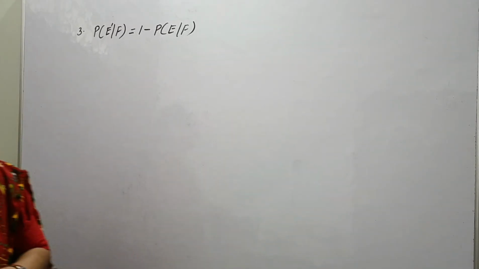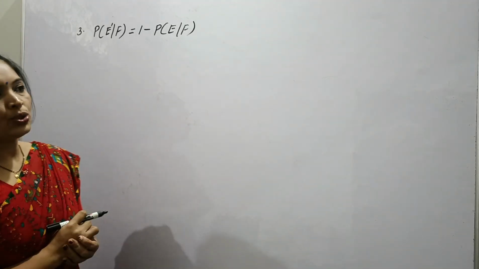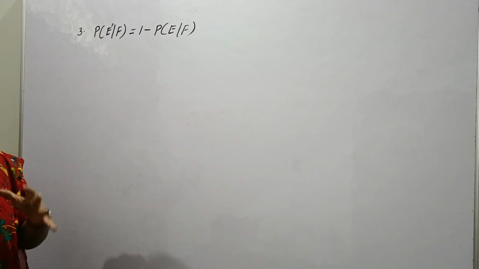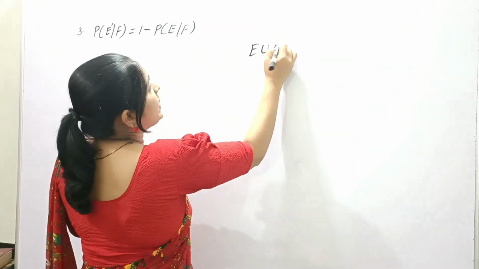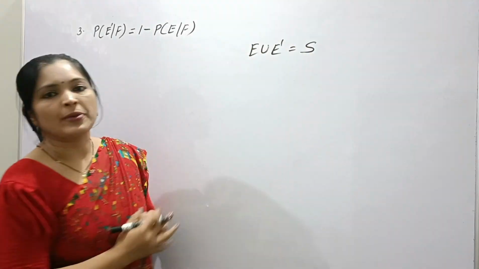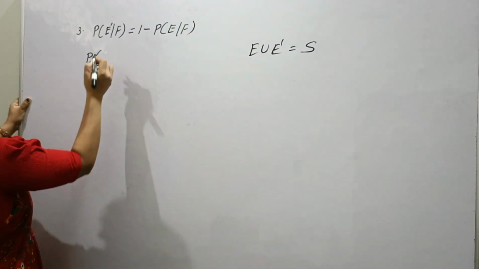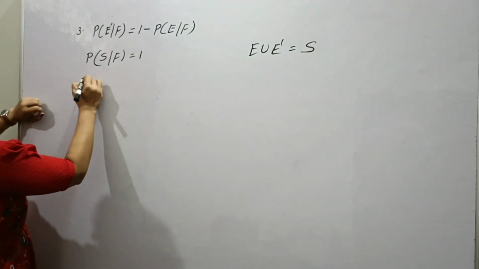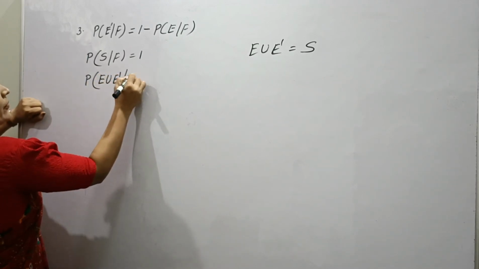Third property of conditional probability, probability of E complement given F is equal to 1 minus probability of E given F. So here, we know that E union E complement is the union set. We know that the sample space is the union set, right? So here we can write E union E complement is equal to the sample space. So we know that by the first property, probability of S given F is equal to 1, right? So this can be written as probability of E union E complement given F, right?